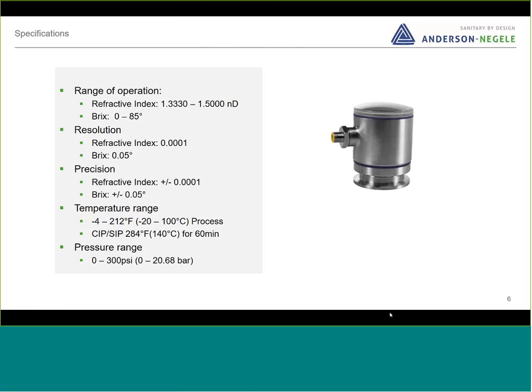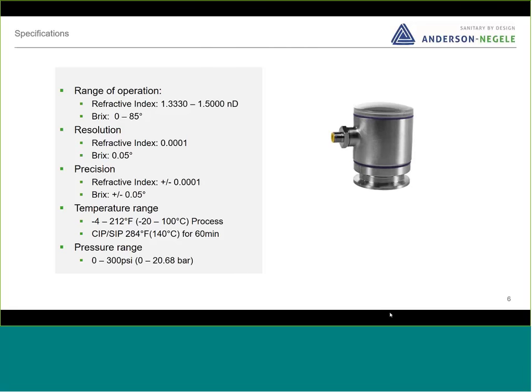Next up, so what can it do? What's the range of operation? How much resolution? Because the first thing a customer will say, when you tell them you've got a refractometer, is, great, I've got an application. Here's what it has to do. Well, here's what it can do.